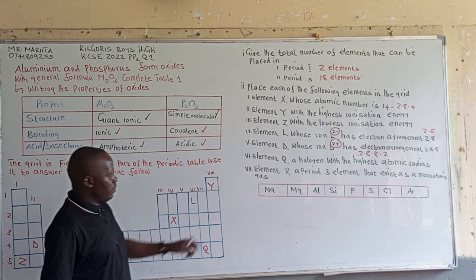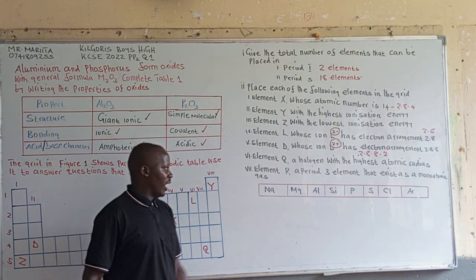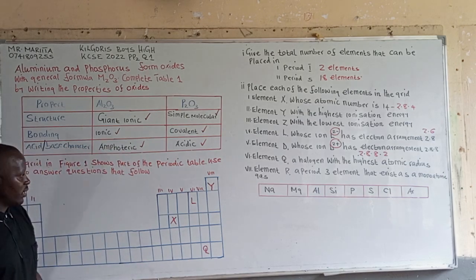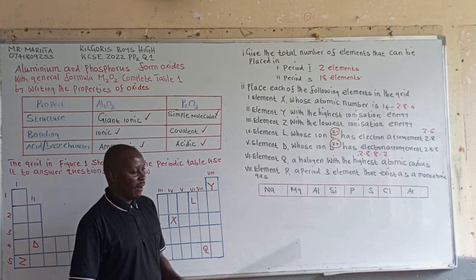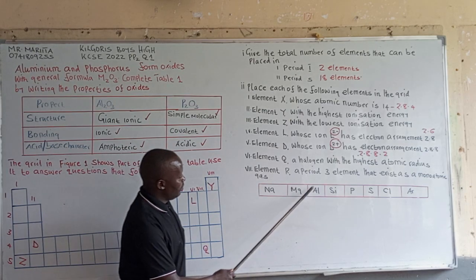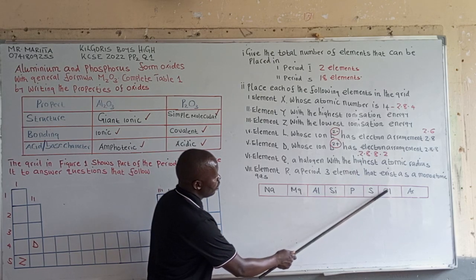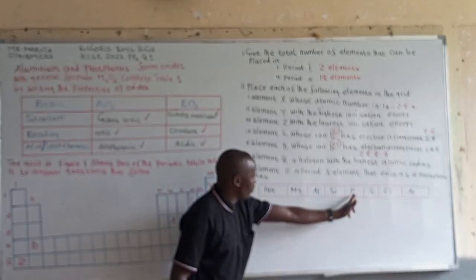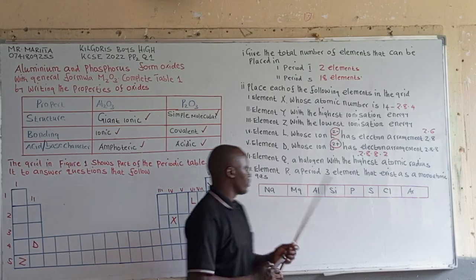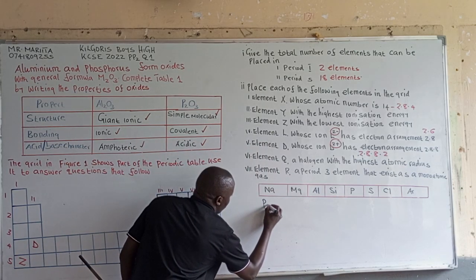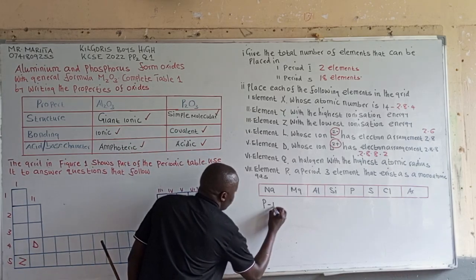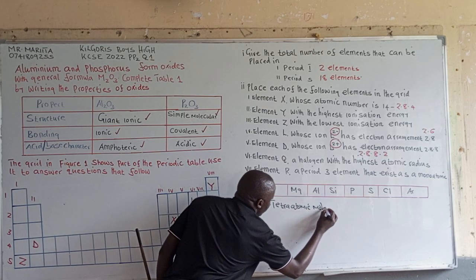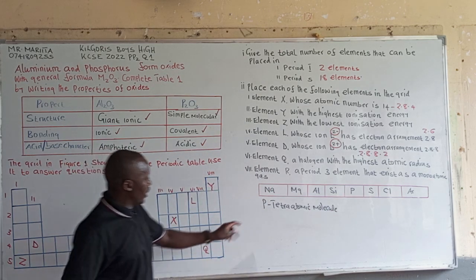We have element R, a period 3 element that exists as a monoatomic gas. As you can see, I have placed the period 3 elements here: sodium, magnesium, aluminium, silicon, phosphorus, sulfur, chlorine, and argon. What do you need to understand about these elements, especially phosphorus, sulfur, chlorine, and argon? Phosphorus is normally a tetratomic molecule, meaning that it has 4 atoms.